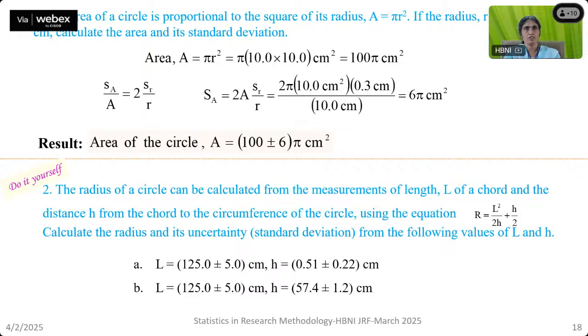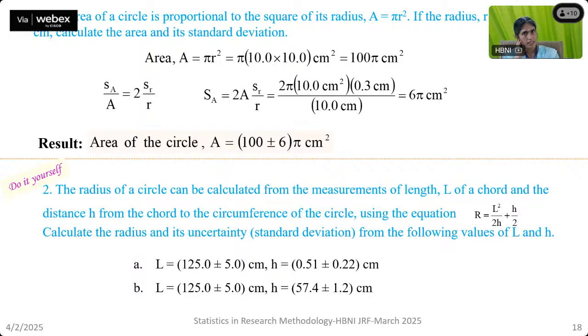Length as well as the height of the circle, everything is given. So the length of the chord as well as the distance from the chord to the circumference of the circle, all the input parameter values are given. The expression to find the radius is also given. What you have to calculate is the radius and the uncertainty coming out of two different measurements.